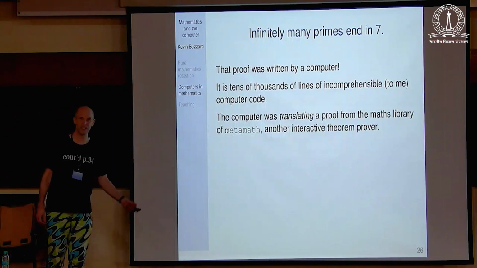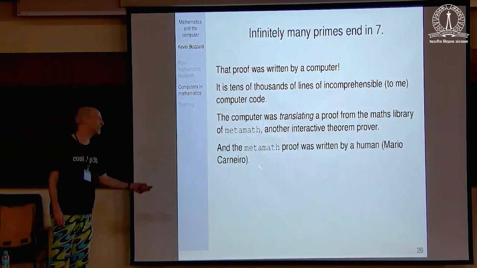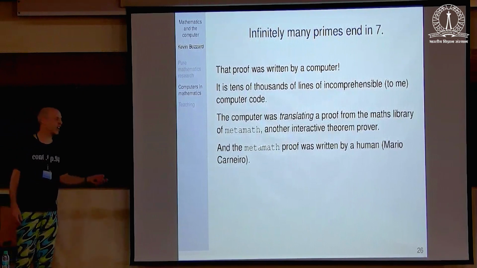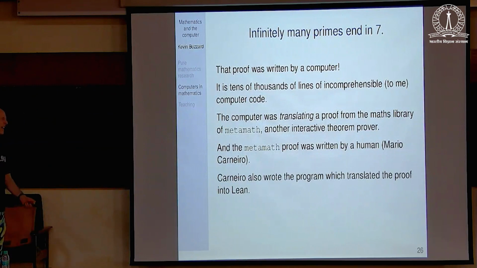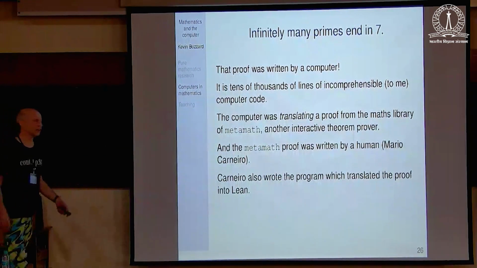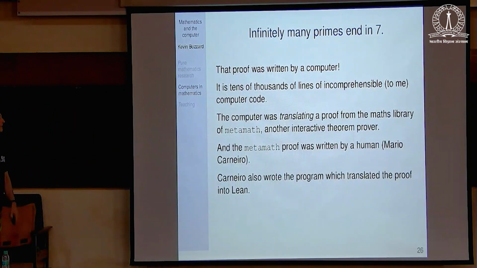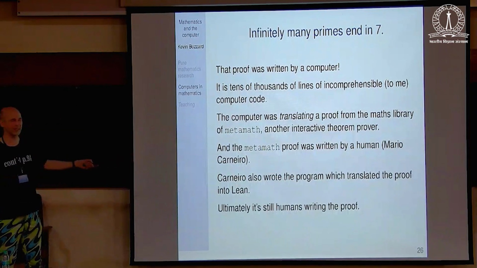MetaMath is another one. It's used to do mathematics. And the MetaMath library has a handwritten proof, right? So in another theorem prover, a human called Mario typed in a proof that there's infinitely many primes. And then he wrote a program that will translate MetaMath proofs into Lean proofs. And then he ran his program on his proof, and he got 150,000 lines of garbage, of incomprehensible but correct mathematics. So this is disappointing, because I still haven't shown you computers doing mathematics, right?